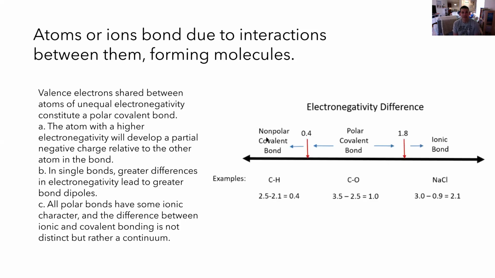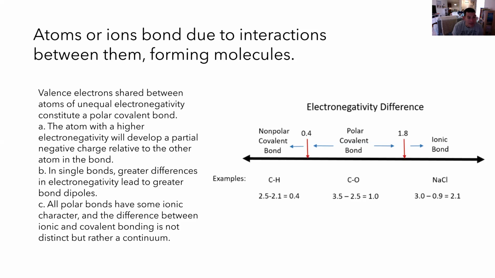Now we have the polar covalent bond, and this is an electronegativity difference typically between 0.4 and 1.8. The carbon-oxygen bond is a good example. Oxygen's is 3.5, carbon is 2.5. That difference is 1.0. So a couple of things happen in the polar covalent bond. The atom with a higher electronegativity will develop a partial negative charge. That happens because the electron cloud actually spends more time around the oxygen. If we think of those electron clouds as the distribution of probabilities, the probability that it's near the oxygen and not the carbon is greater. So it's going to have more time spent there.